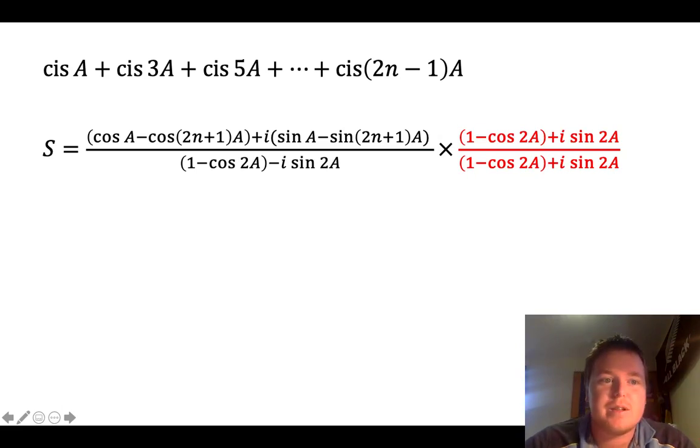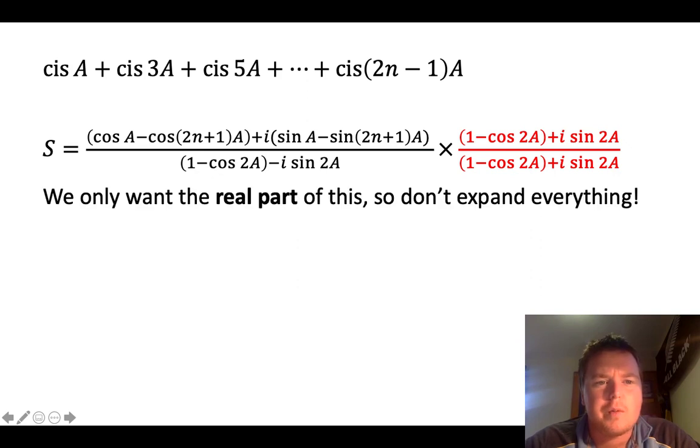We take this expression that we've got for the sum and we multiply by the conjugate of the denominator, top and bottom. What I was saying is that we actually only want the real part of this expression because we're trying to prove that cosine A plus cosine 3A, etc., which is all the real bits of the series that we're considering.